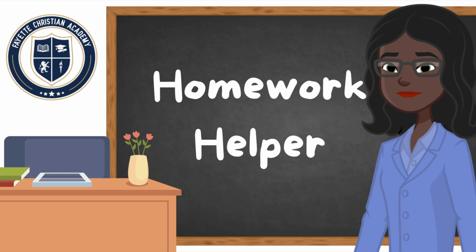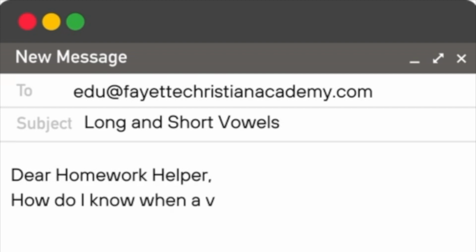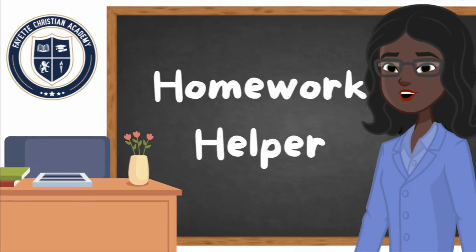I'm going to do the question from the child first. And that question is, how do I know when a vowel makes the short or the long sound? That is a very good question. So the first thing we want to do when trying to figure out if the vowel is going to be long or short in the word, we're going to look at the last three letters. And what we're looking for are a vowel, a consonant, and a vowel, mainly E.